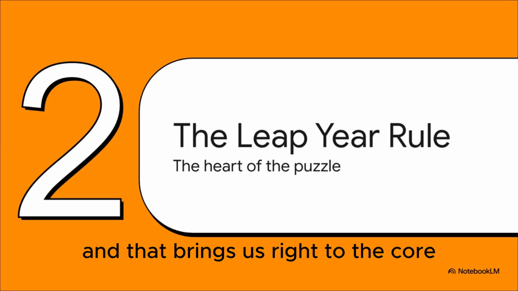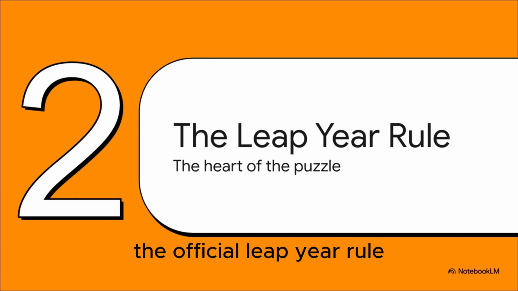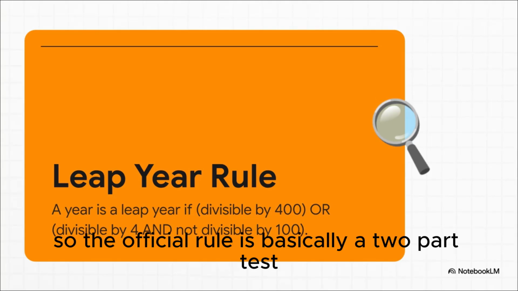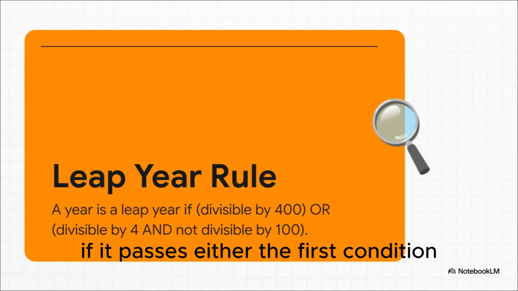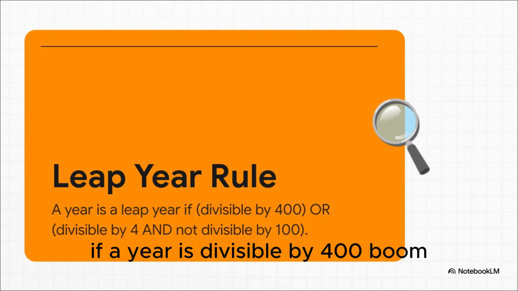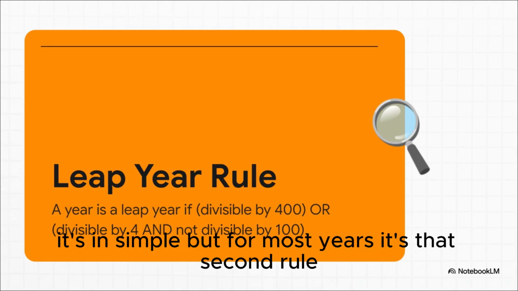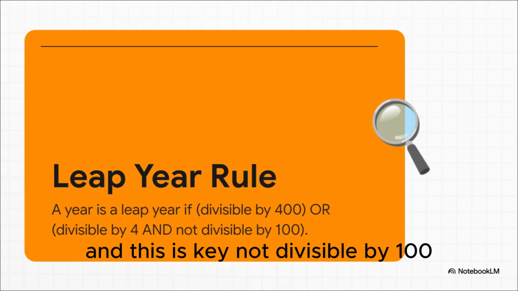And that brings us right to the core of this whole thing. This is the most important piece of the puzzle, the official leap year rule. So the official rule is basically a two-part test. A year is a leap year if it passes either the first condition or the second one. The first one's for special cases. If a year is divisible by 400, boom, it's in. Simple. But for most years, it's that second rule. It has to be divisible by 4. And, this is key, not divisible by 100.